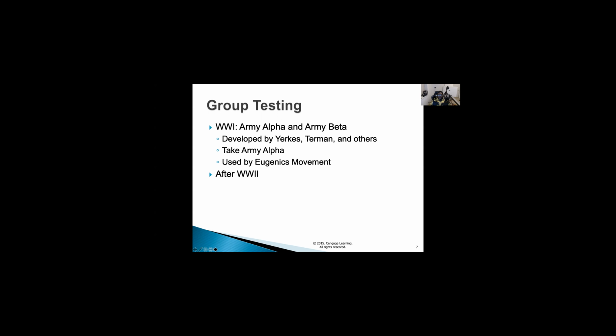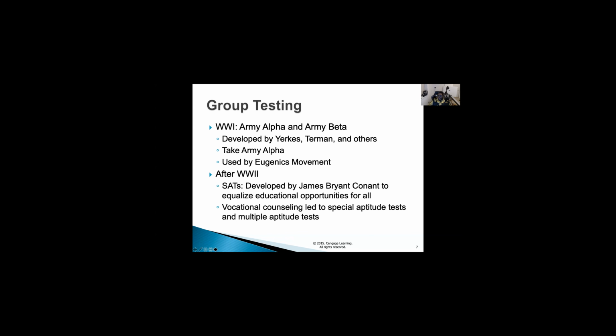After World War II, you had more vocational testing being done. The SATs were developed by James Bryant Conant to equalize educational opportunities for all. But as you all know, a lot of it was culturally biased. But the principle was good when it comes to making sure white males got equal opportunity. Let's be honest, that's what it basically was for. Vocational counseling led to special aptitude tests and multiple aptitude tests, and that's when you get into things like the ASVAB, and we'll get into it.